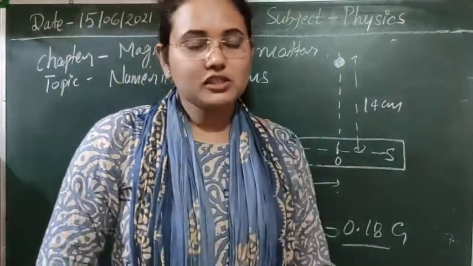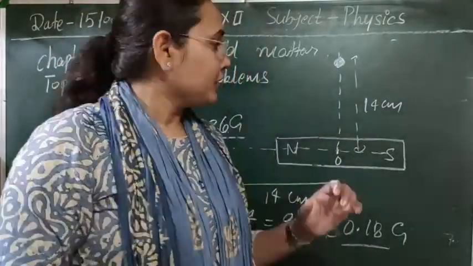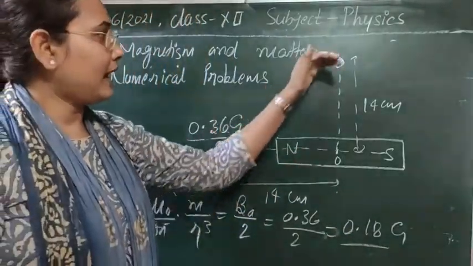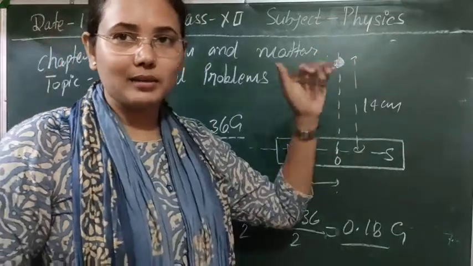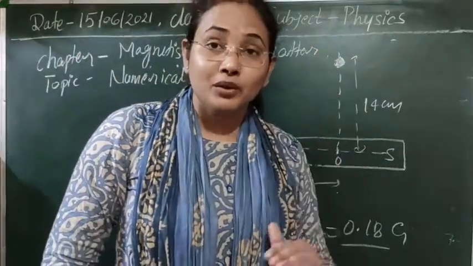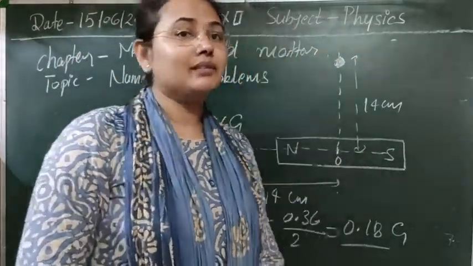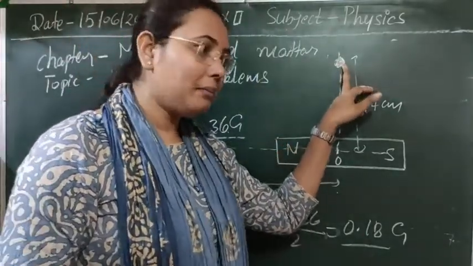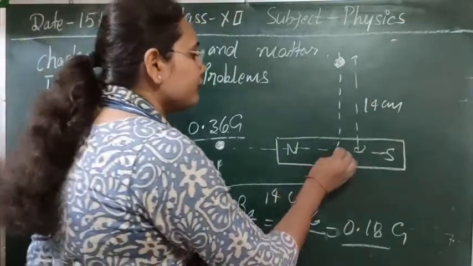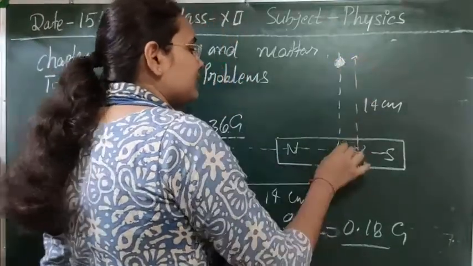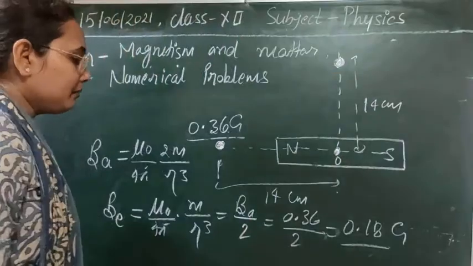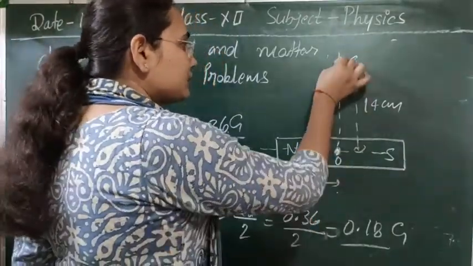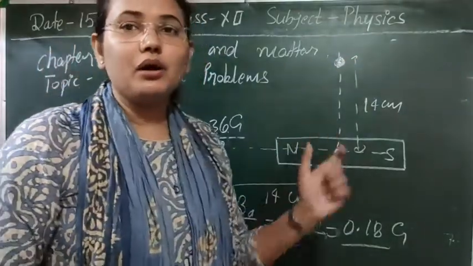But if you have to find the total magnetic field, it is not necessary that since we are getting a null point here, at 14 centimeter here we will also get a null point. It is not given in our question. Only it is given that we have to find the total magnetic field at this point on the perpendicular bisector. So at this point we will have two types of magnetic field. First, due to this bar magnet. Second, due to Earth's magnetic field.